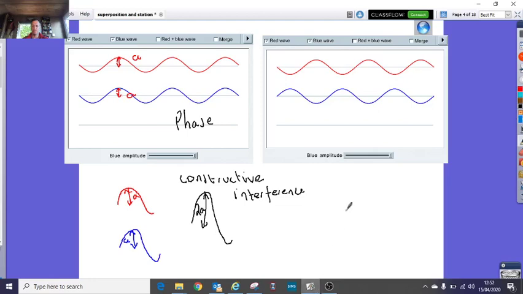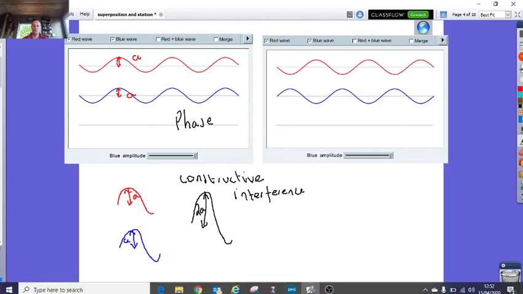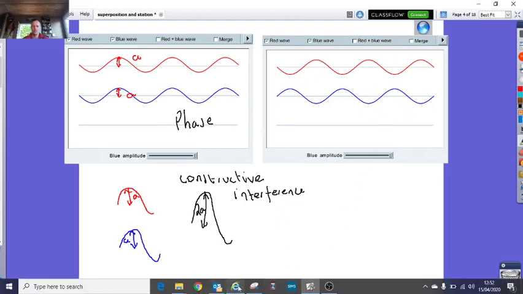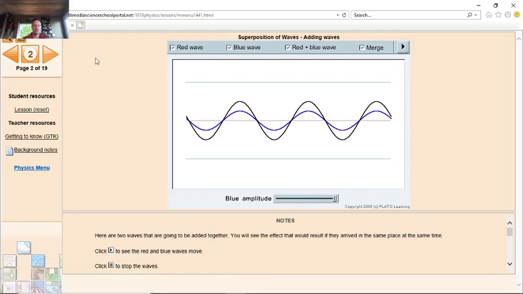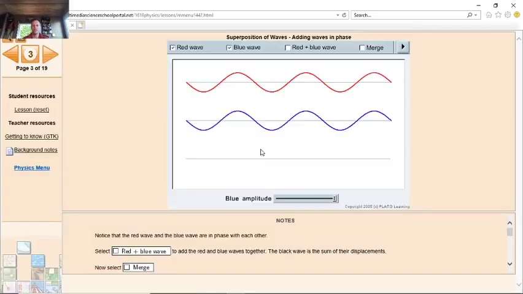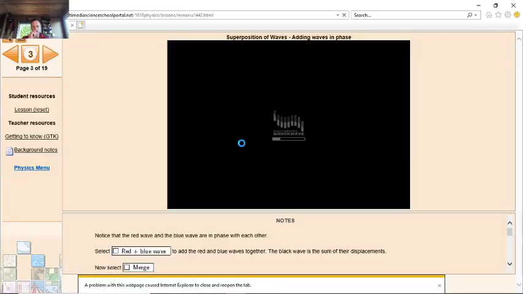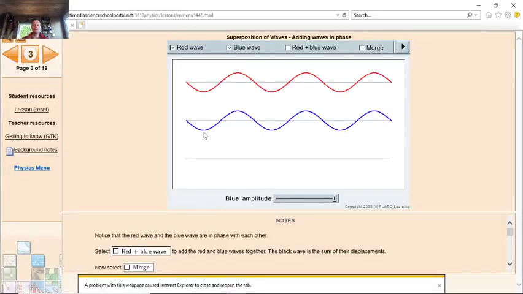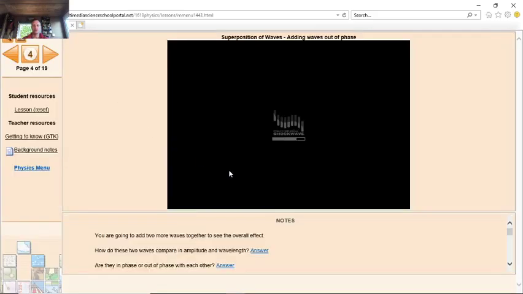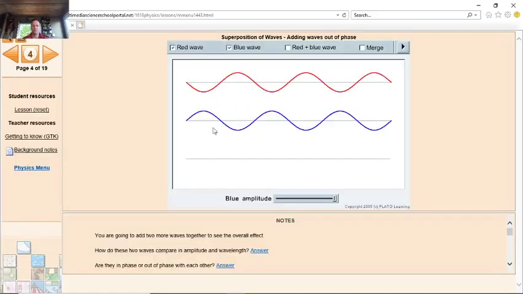Now, to go back to my simulation, I now want to show you this one over here. Now, if you look at these two waves coming in, if you look very carefully, these two waves are going to be out of phase. We'll get a right slide coming up. Here it is.